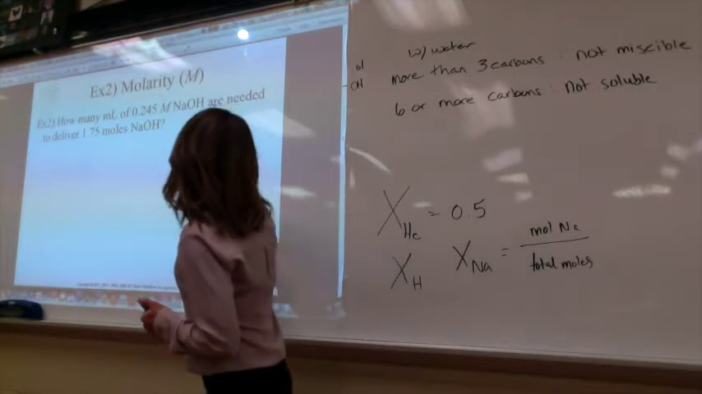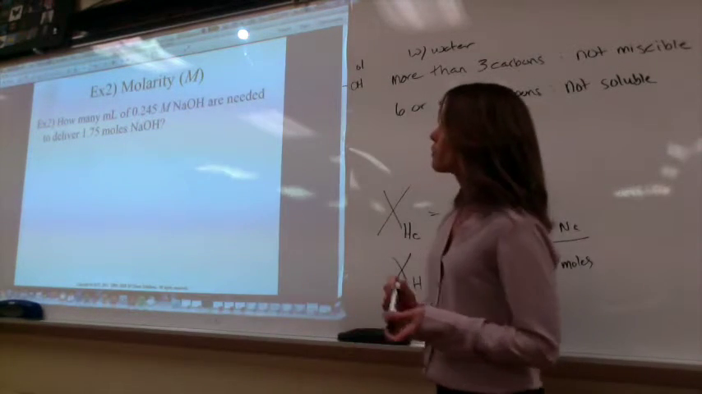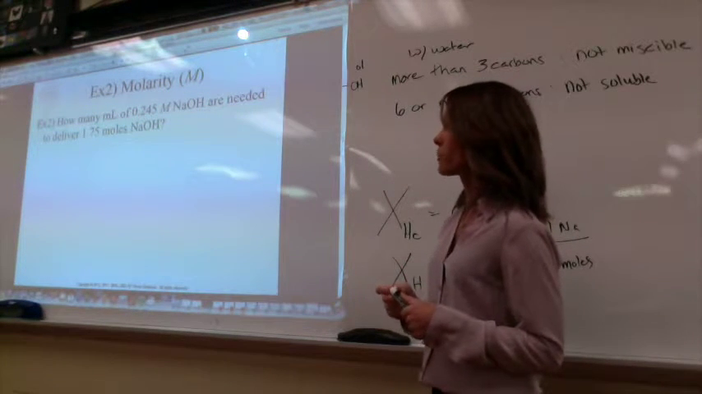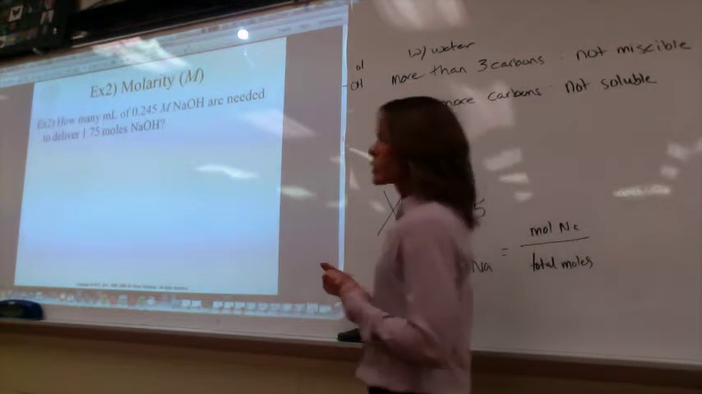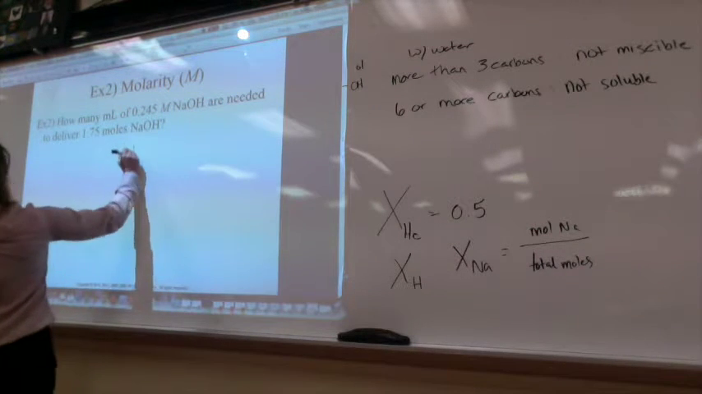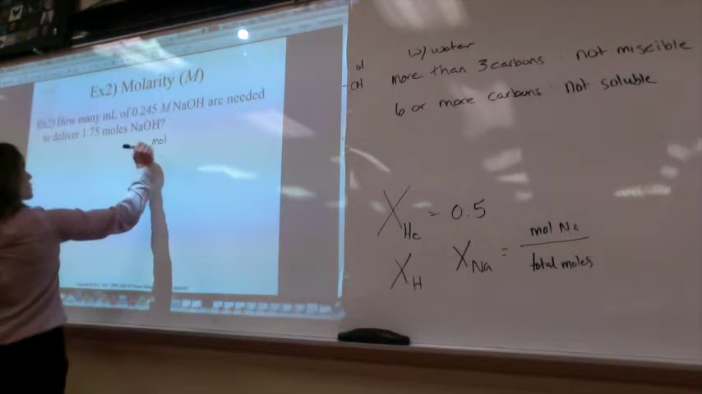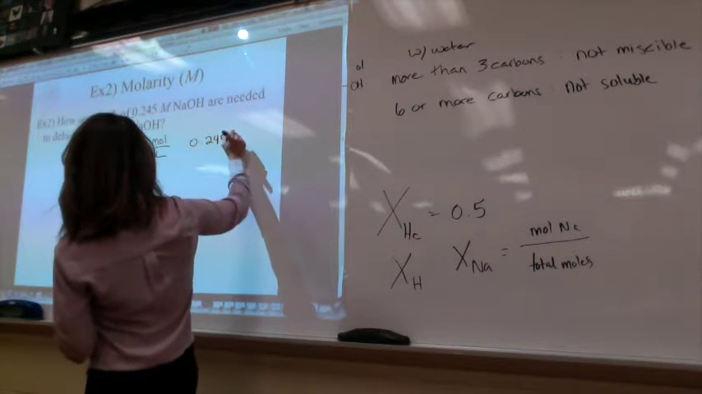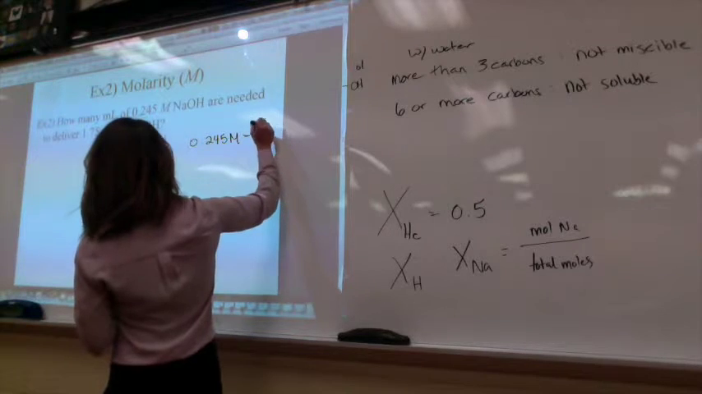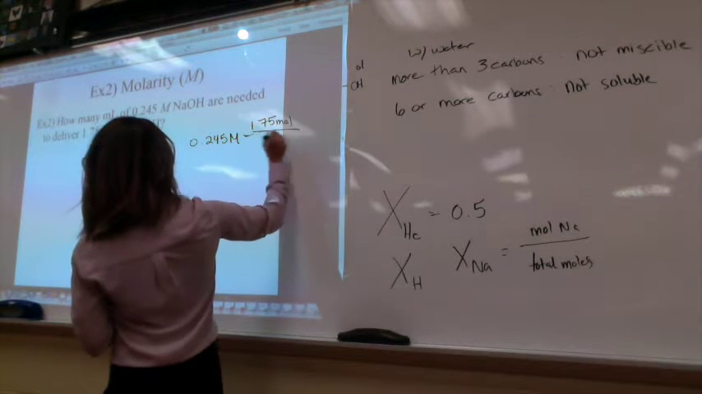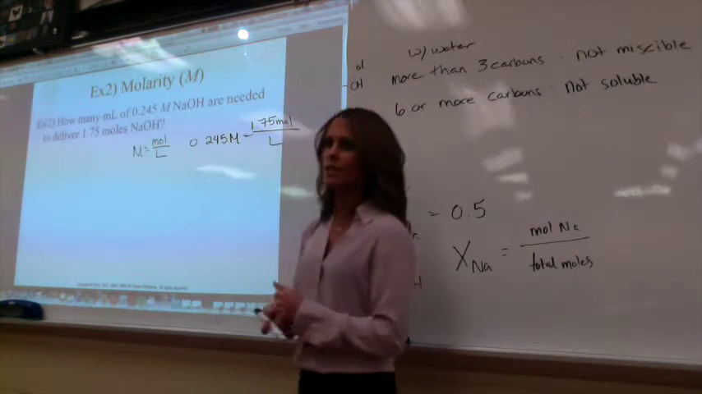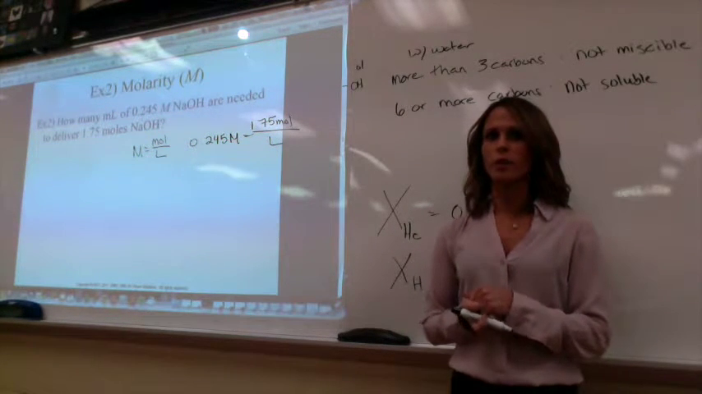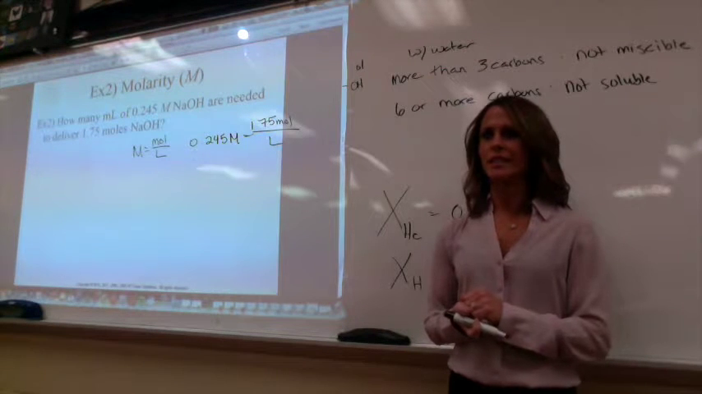How many milliliters of a 0.245 molar sodium hydroxide solution are needed to deliver 1.75 moles of sodium hydroxide? So you're just rearranging your equation. You have molarity is equal to moles over liters. I'm just going to plug it in: 0.245 molarity equals 1.75 moles over liters. Super easy. This is just reminding you of stuff you already know how to do before we move on to harder stuff.